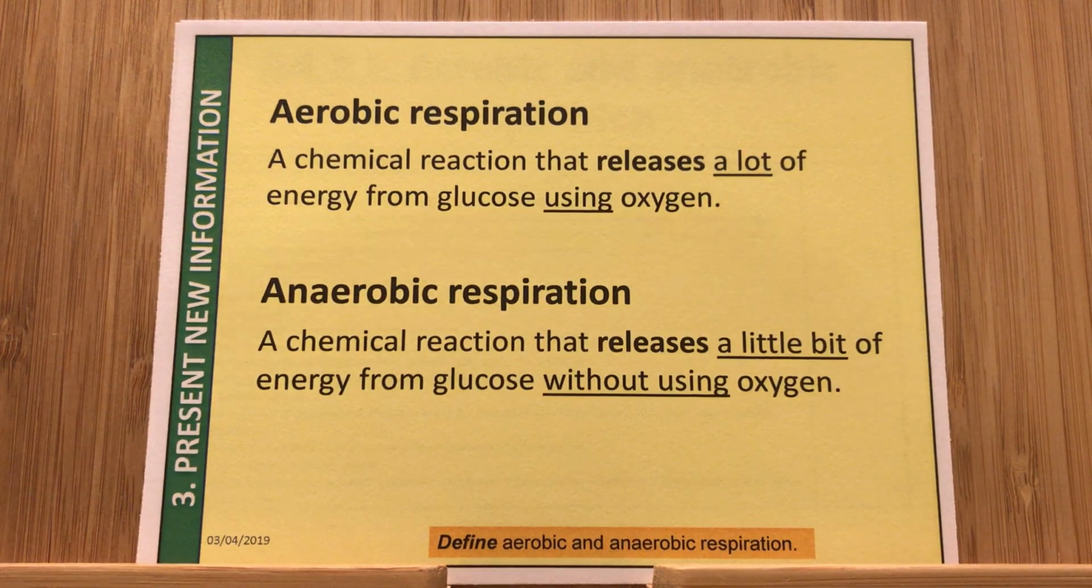But if not enough oxygen gets to those cells and our muscles are using the energy, then we go into anaerobic respiration. We know that's happened when we feel that pain in our arms when we're carrying heavy things, or we're running and we feel that pain in our legs. Okay, it's much less efficient. So just to summarise, aerobic respiration, releasing lots of energy from glucose using oxygen. Anaerobic respiration, releasing a little bit of energy from glucose without oxygen.